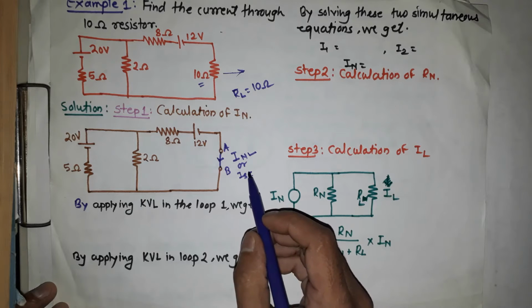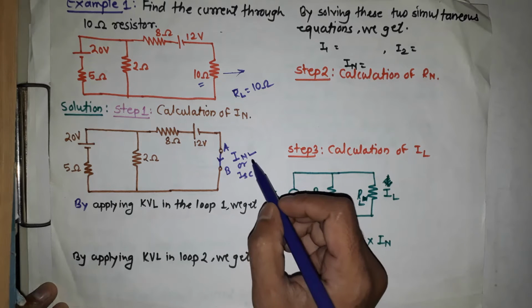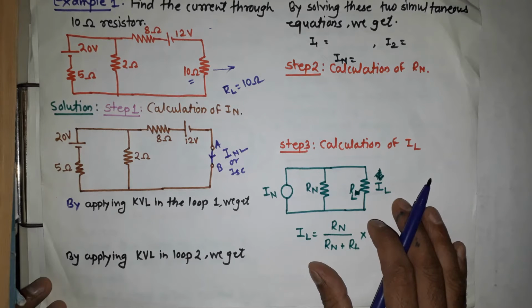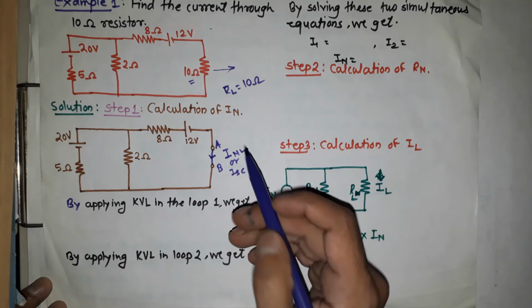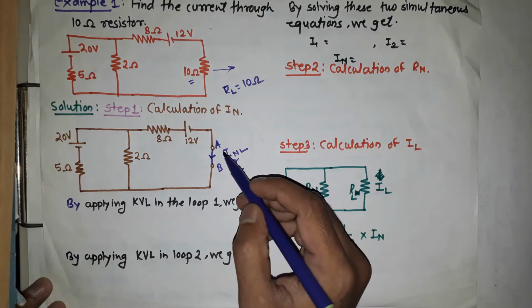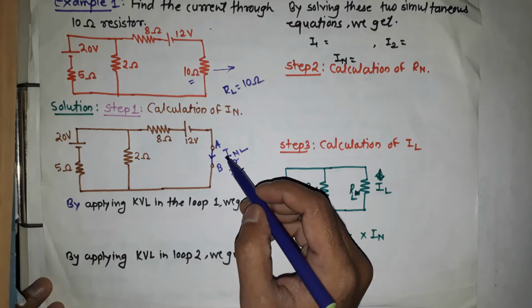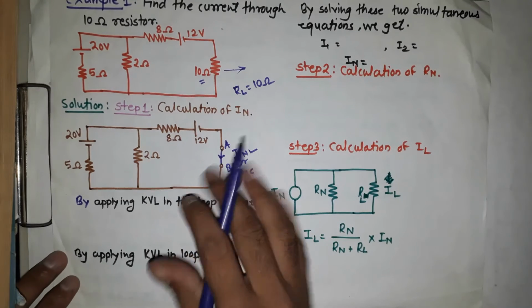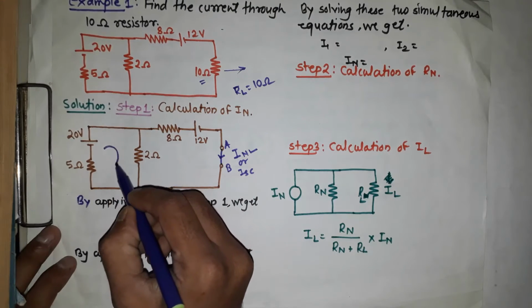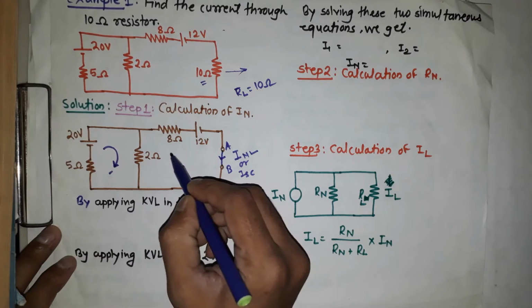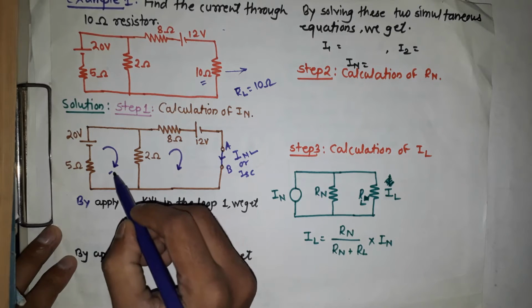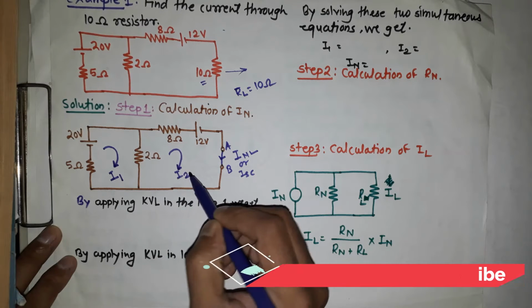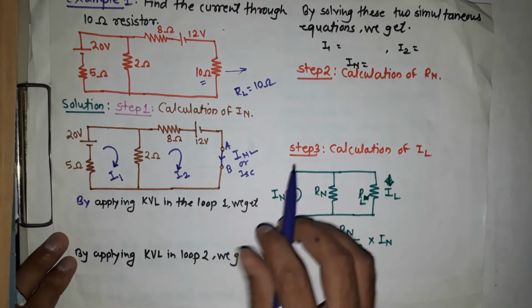For finding the Norton current, we will solve this circuit by mesh analysis. For mesh analysis, you can also see the previous video on mesh analysis or loop analysis, so it will be more clear. Here we consider two loops. Suppose this is the first loop and this is the second loop. The current through the first loop we consider as I1, and the current through the second loop as I2.